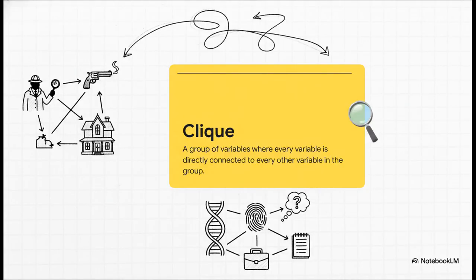So to start that reorganization, we need a new kind of building block. And that building block is called a clique. It's a simple idea. A clique is just a group of clues on our board that are all directly connected to each other. So, the suspect, the weapon, and the location might all be tied together with string. Bam, that's one clique. A little cluster of related evidence.